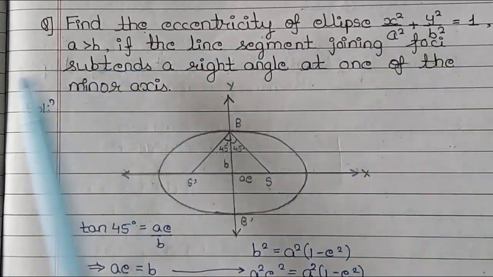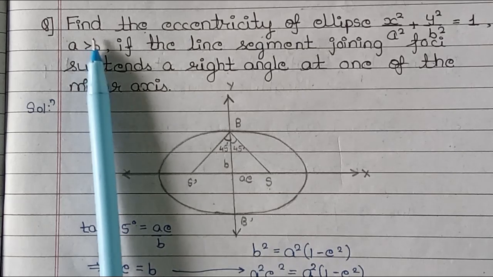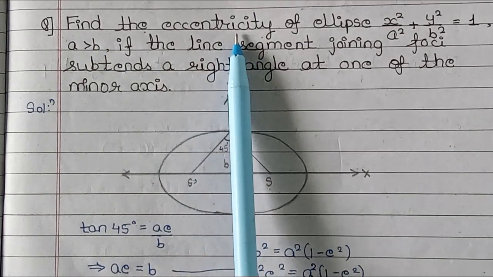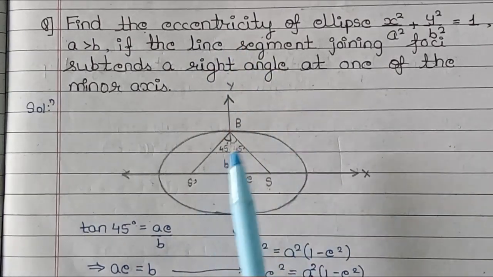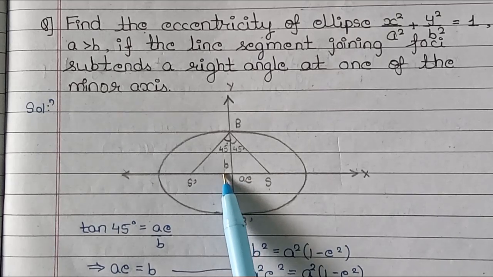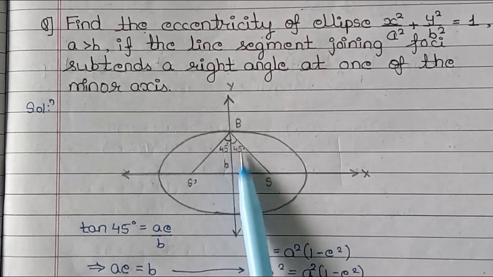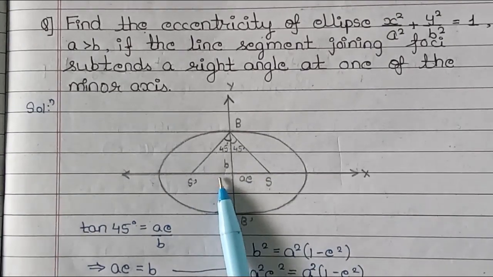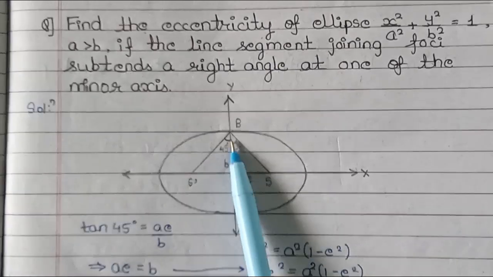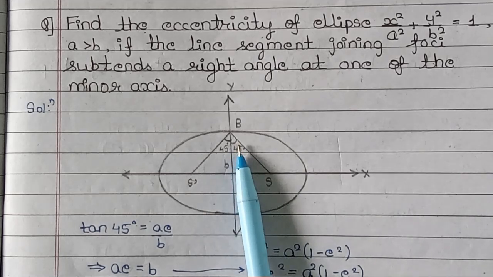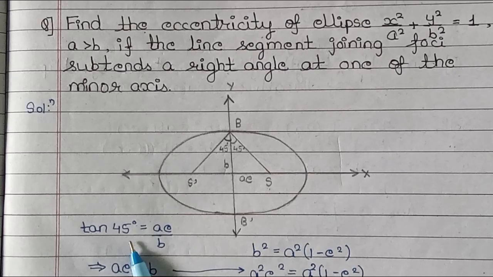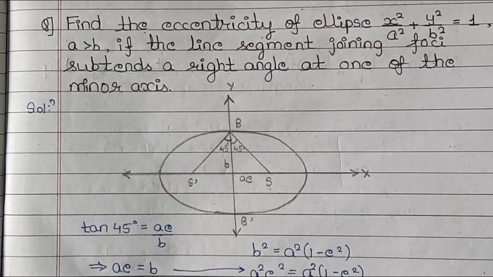We are given this ellipse. Here a is greater than b, so it will be a horizontal ellipse, and we have to find the eccentricity. So let's get started. Here we know the angle is 45 degrees and this will be a right angle triangle because the x and y axes are perpendicular, so it will be 90 degrees. And if we consider this triangle, so apply tan 45, we will get ae by b. So tan 45 is 1, so we will get ae is equal to b.